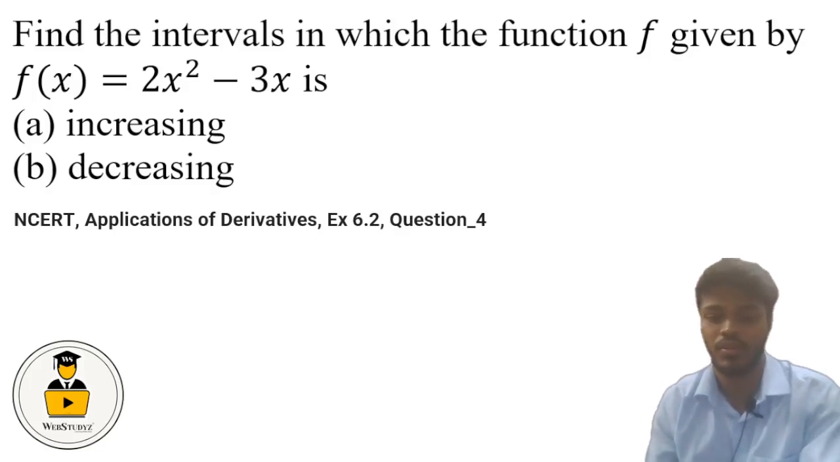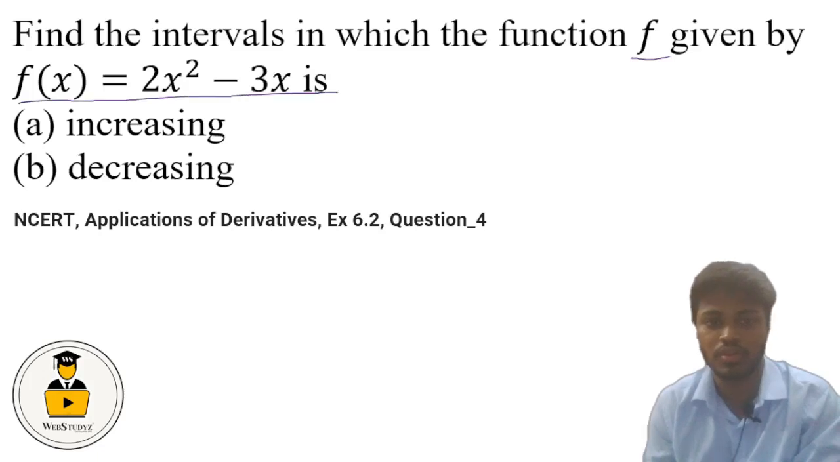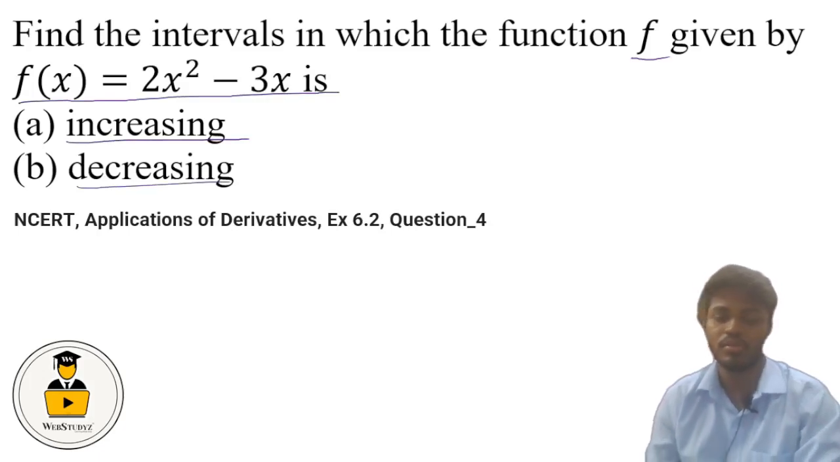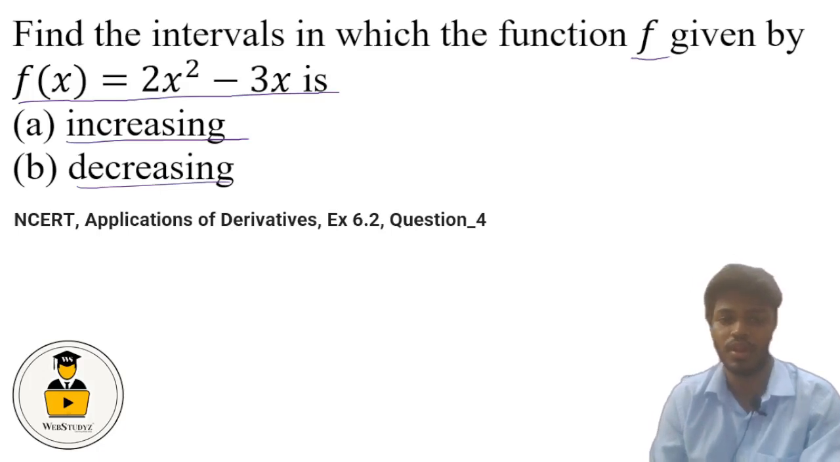Find the interval in which the function f, given by f of x equals 2x squared minus 3x, is (a) increasing and (b) decreasing. So in this question we have been given a function f of x equals 2x squared minus 3x. We need to find the interval in which the function is increasing and decreasing.